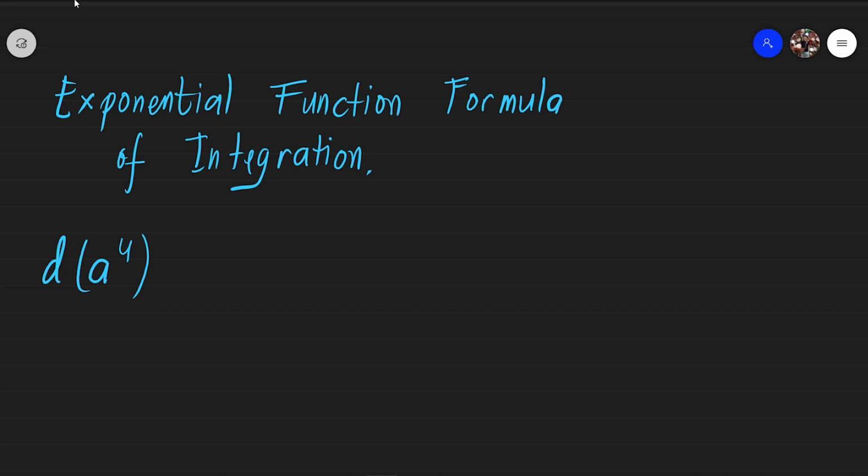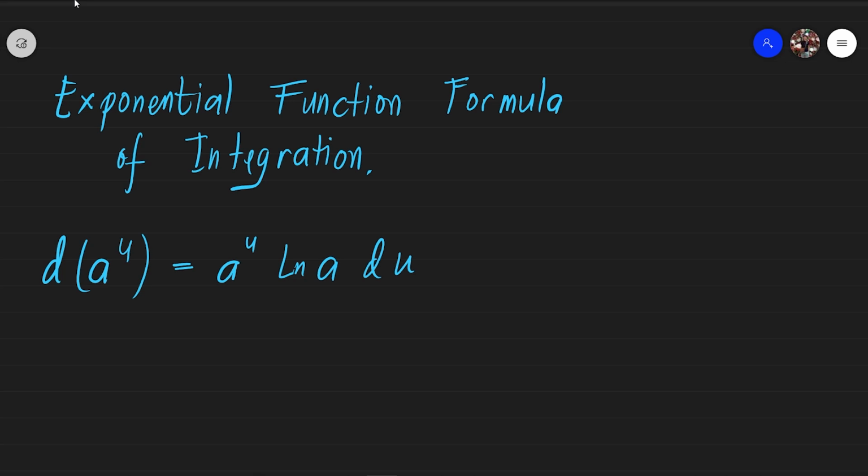If we evaluate the differential of a raised to u, the formula says this is equal to a raised to u ln a differential of u. So this is the formula for the differential of a raised to u.